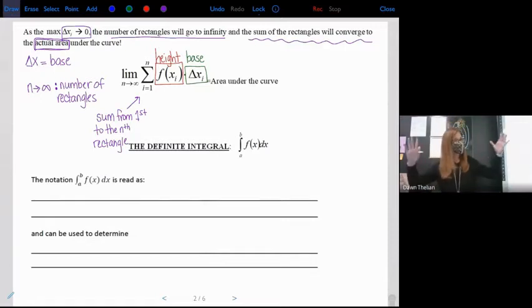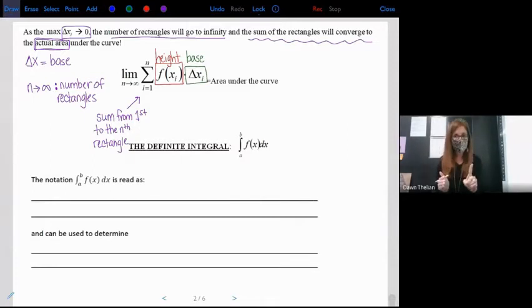So this is really saying just add up all of the rectangles, their area, base times height, from the first to the last rectangle. So there's a lot of notation here, but it's really just saying add up all these areas. Questions so far?